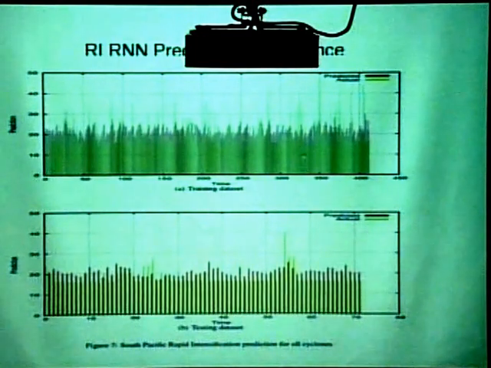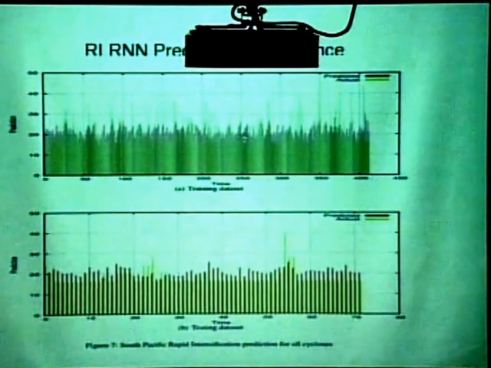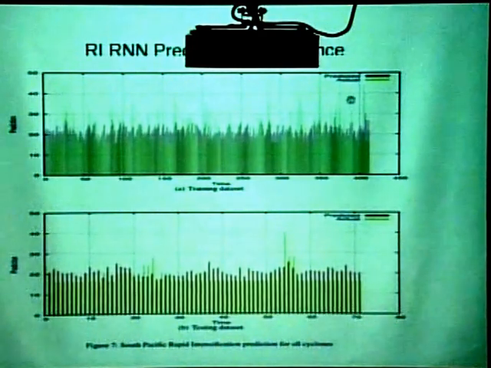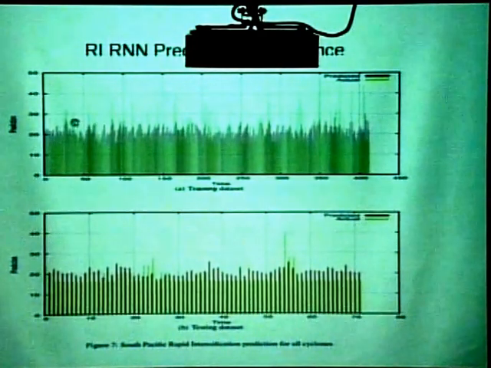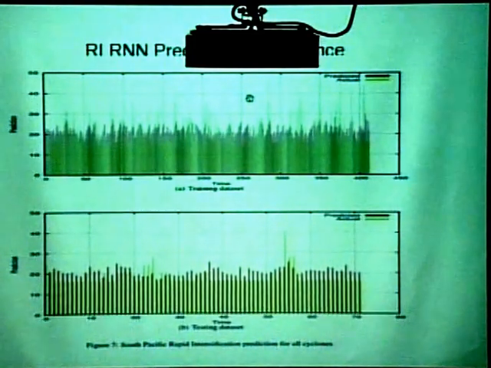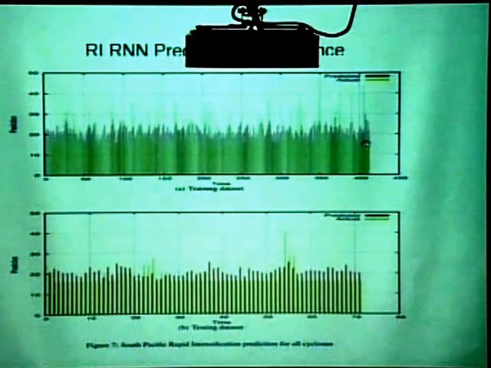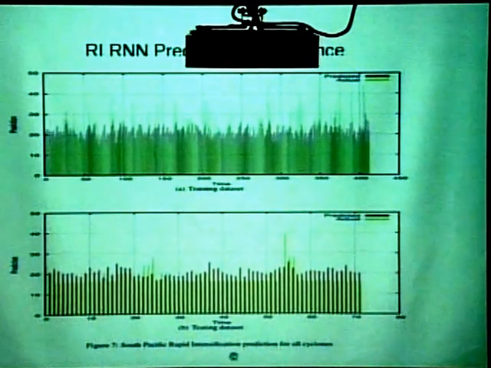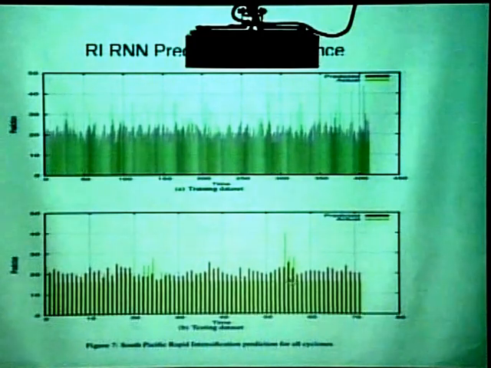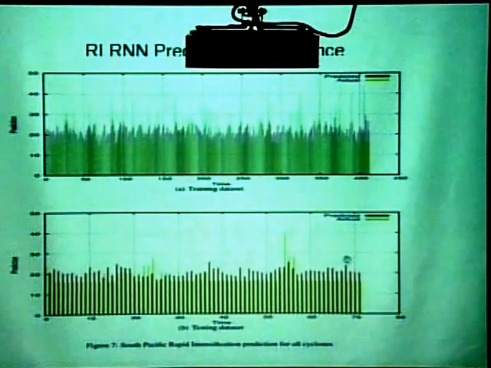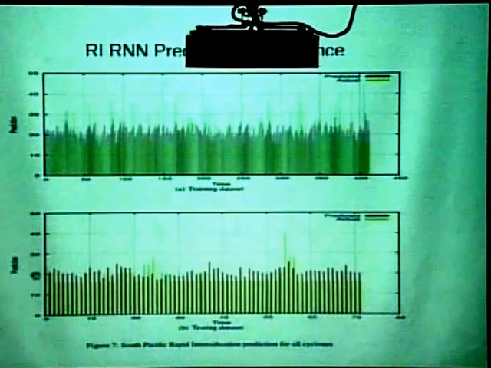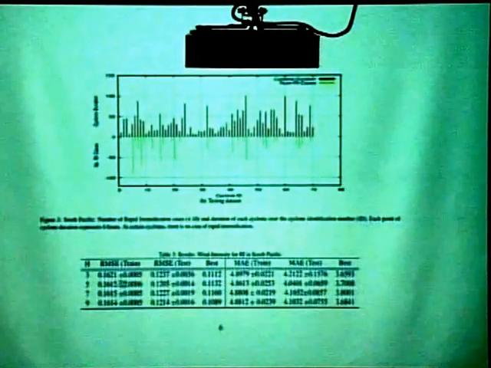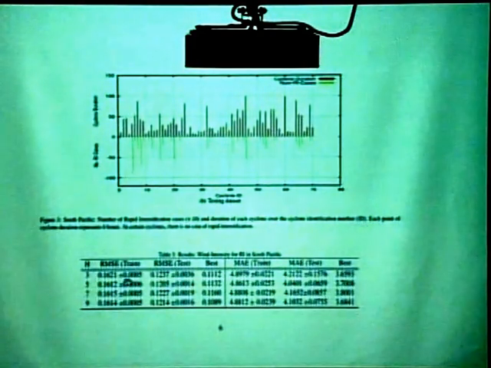So that was for the training data set. This is the actual in green, and then that's the predicted in red. And you see that for the actual ones that are rapid intensification case 3, which is more than 30, the neural network was not able to predict very well. Similarly here, so that was training and this is testing. Otherwise, in the other cases, it's quite close, so it can be used as a warning system, but our errors were not as good as they could be.